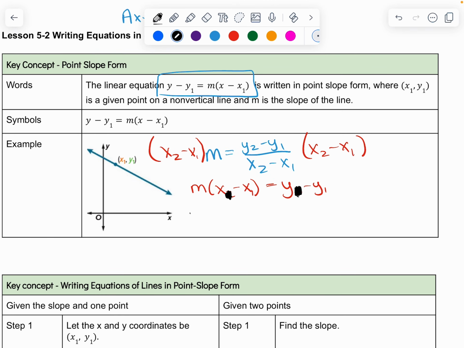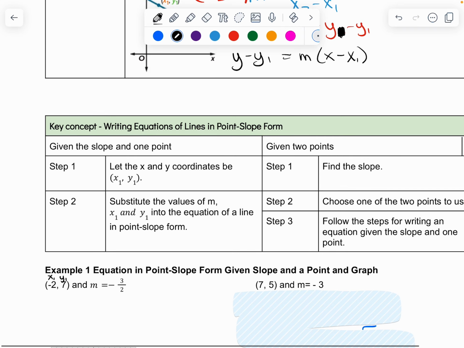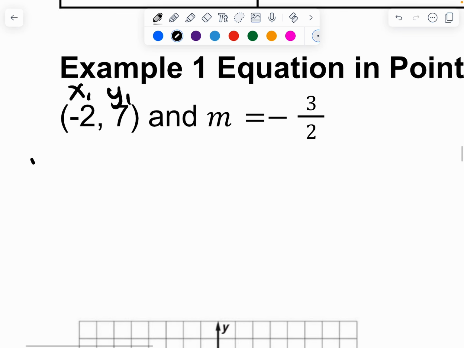What we're going to do is rewrite it so that the y is on this side. And there we have it. So if you ever have a hard time figuring out what the point slope is, you can think of your slope formula, and hopefully that will help. So what are the two things we need? We need a slope and we need 1 point.